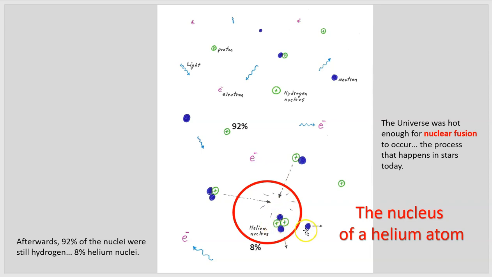Now, how much of this went on? Well, at the end of this stage, about 8% of the nuclei were helium nuclei, and 92% remained hydrogen. So after this stage of nuclear fusion, the universe was still mostly hydrogen nuclei, with 8% being helium nuclei.